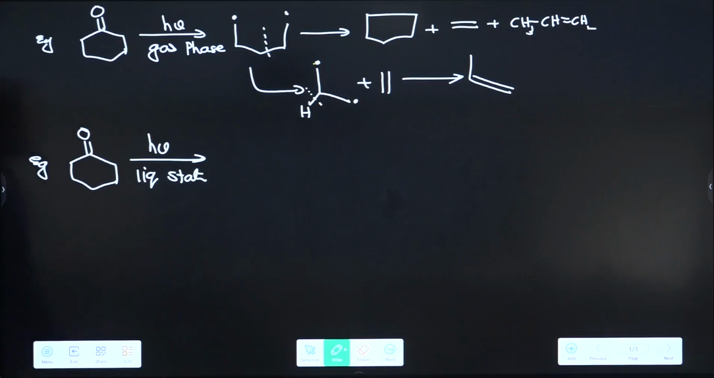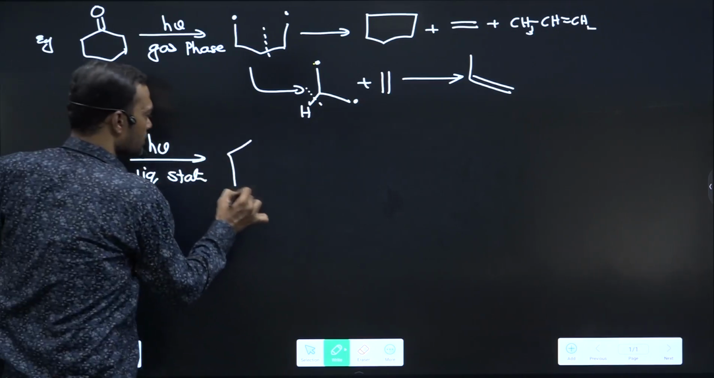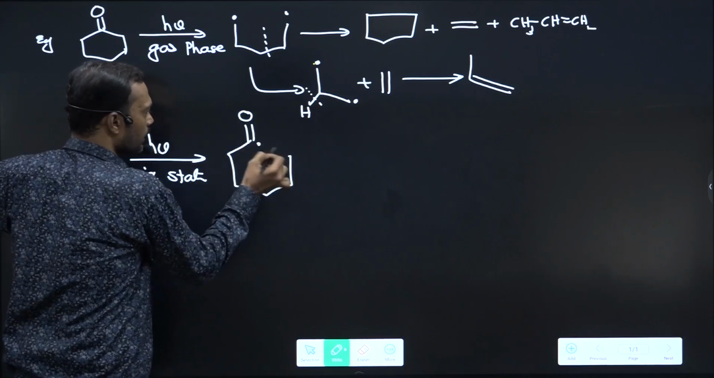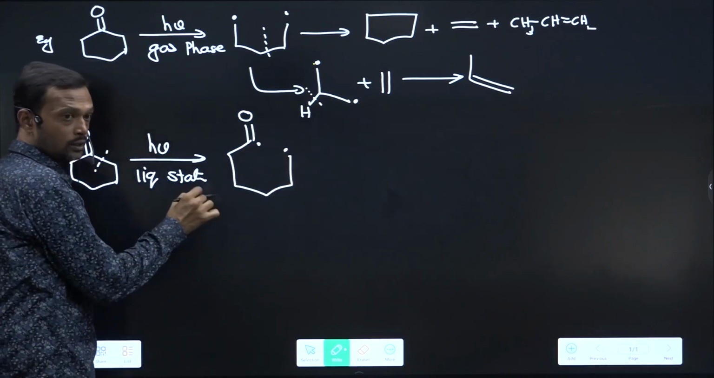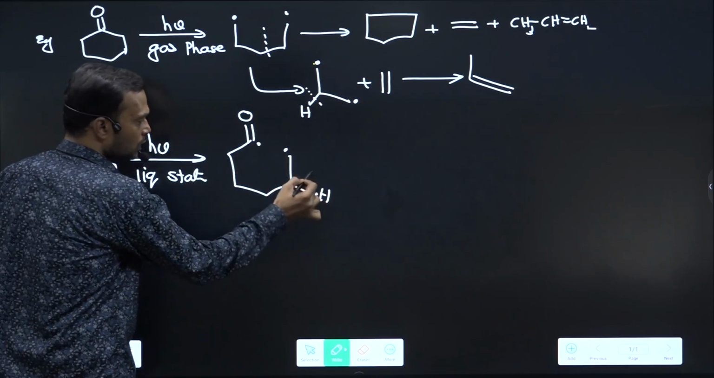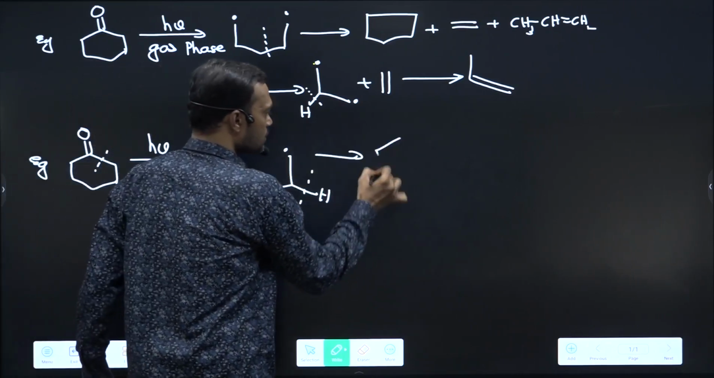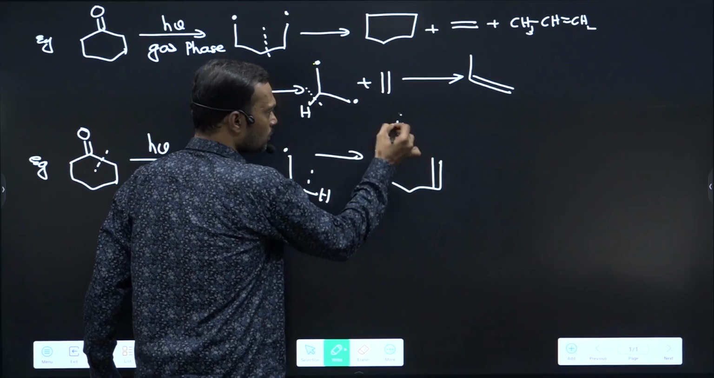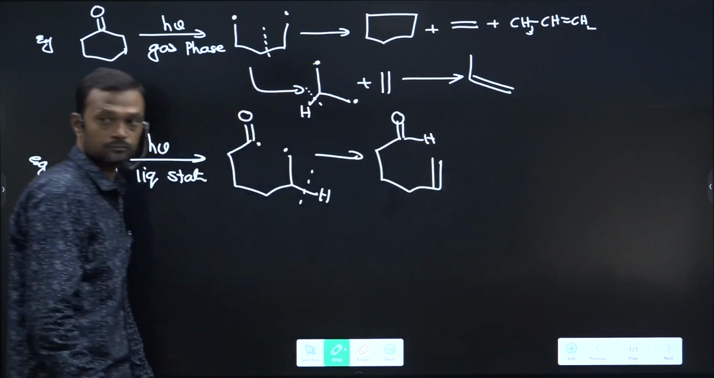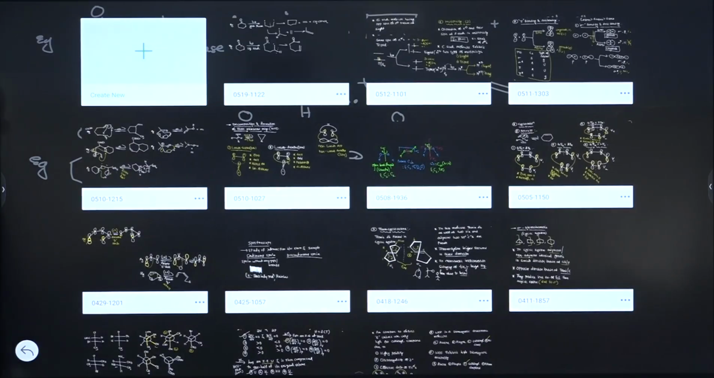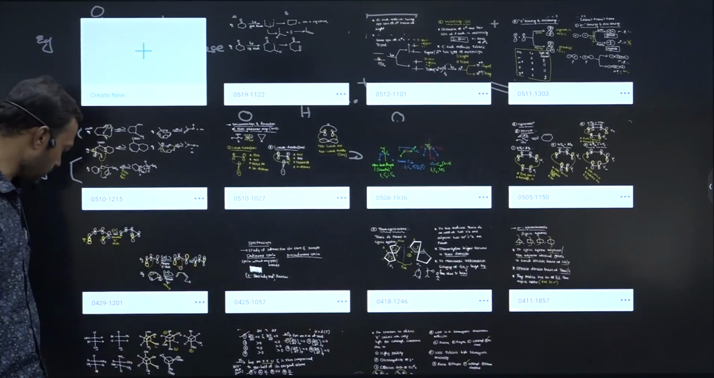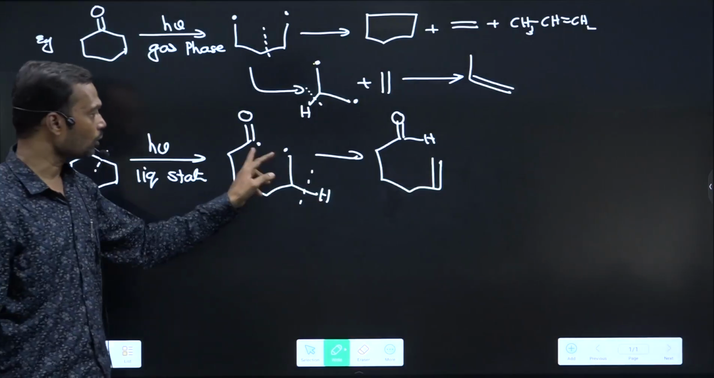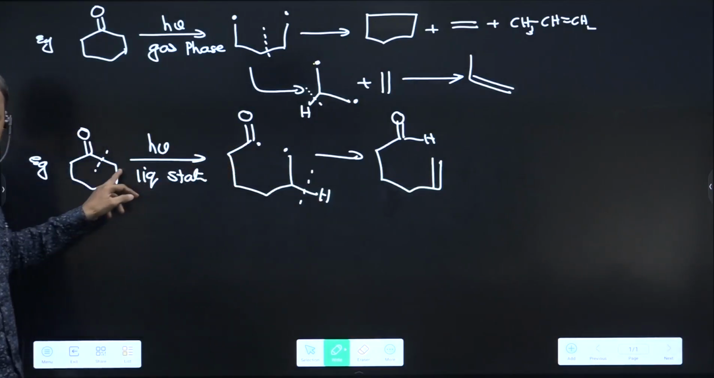Now solution state or liquid state. So loss of CO is not possible in liquid state. So that means I can cleave only one side. If I cleave the right side, you will get C double bond O radical and a radical. Another one, alpha cleavage. Then transfer this hydrogen from here to here. If this hydrogen transfers, double bond, and you will get an unsaturated aldehyde. Right? Transfer of hydrogen from alkyl to acyl in liquid state.